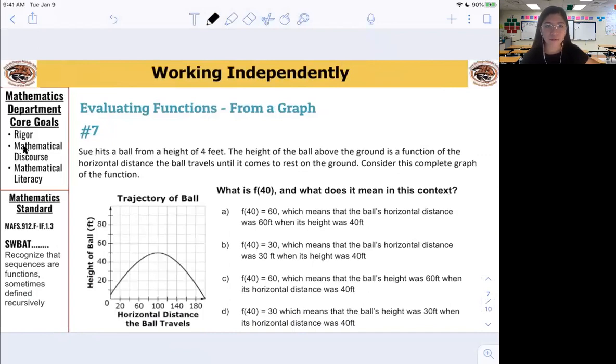All right, so this graph shows us the trajectory of the ball, and you can clearly see how the ball goes up and then it comes down. And the question is, what is f of 40 and what does it mean in this context? So there's two things we have to do.